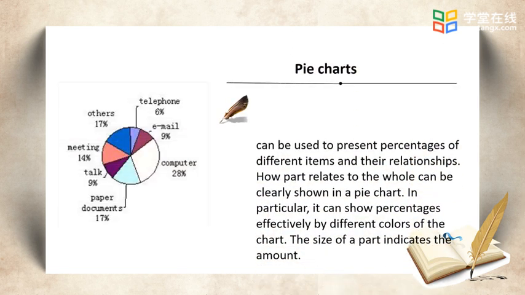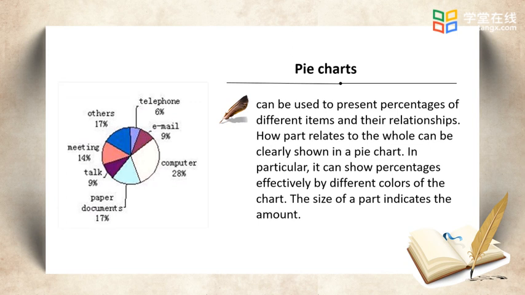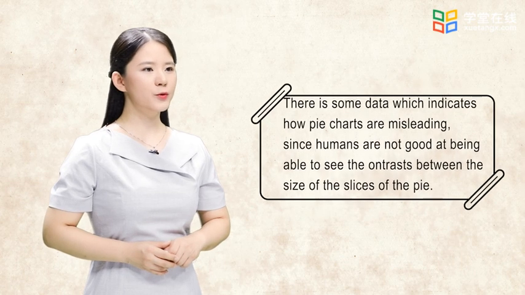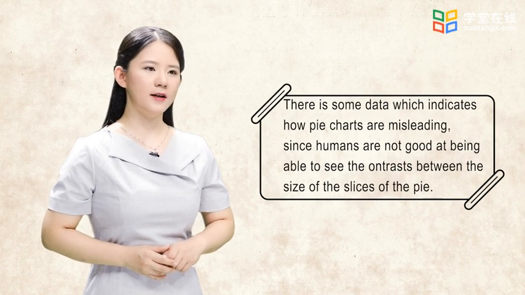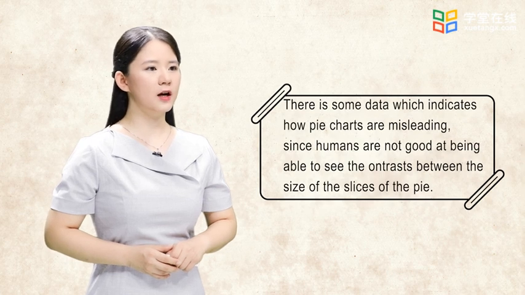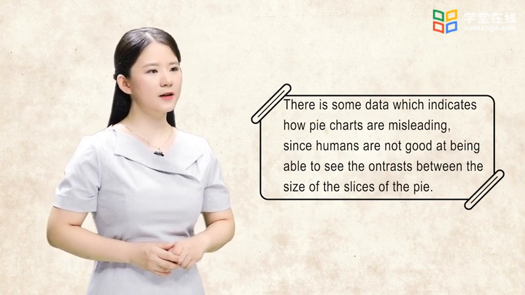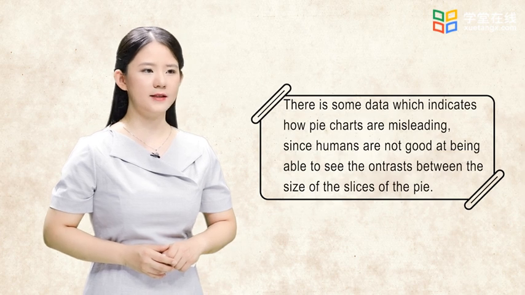Pie charts can be used to present percentages of different items and their relationships. How part relates to the whole can be clearly shown in a pie chart. In particular, it can show percentage effectively by different colors of the chart. The size of a part indicates the amount. However, there is some data which indicates that pie charts are misleading, since humans are not good at seeing the contrast between the size of the slices of the pie.